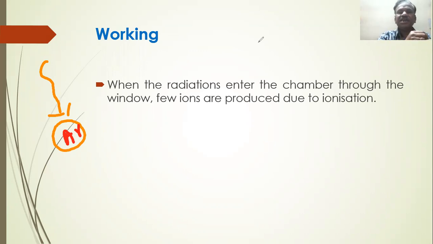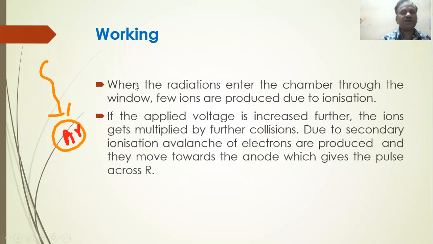As a result, the electron is removed from the atom. This phenomenon is called the ionization phenomenon. As a result, one is a positive ion and another is a negative ion. If the applied voltage is further increased, the ions get multiplied. I'll tell you how that takes place now.